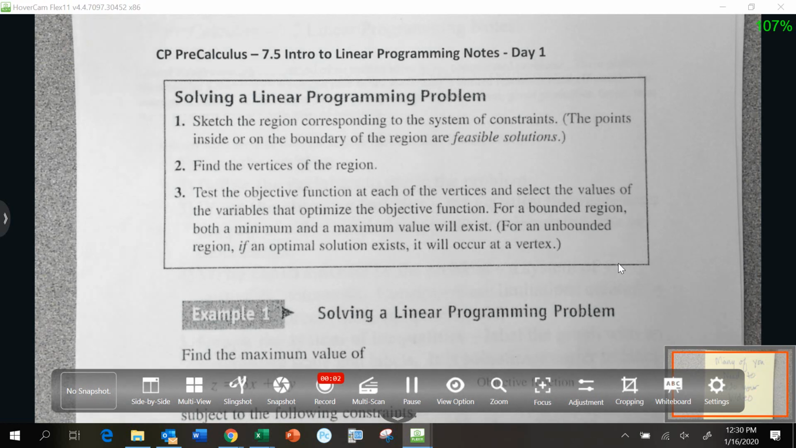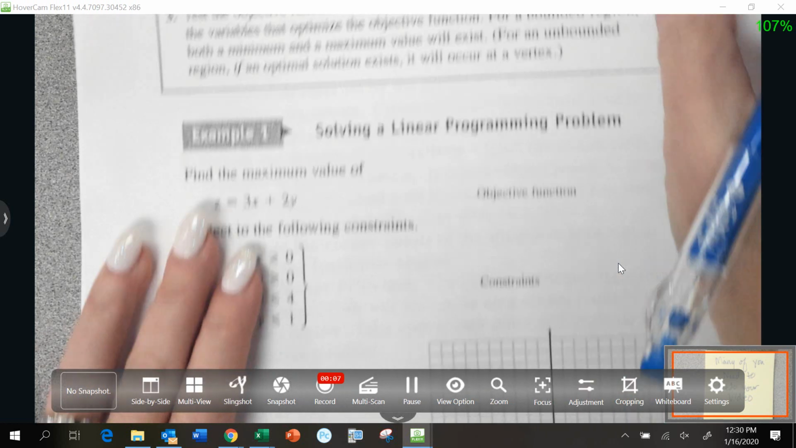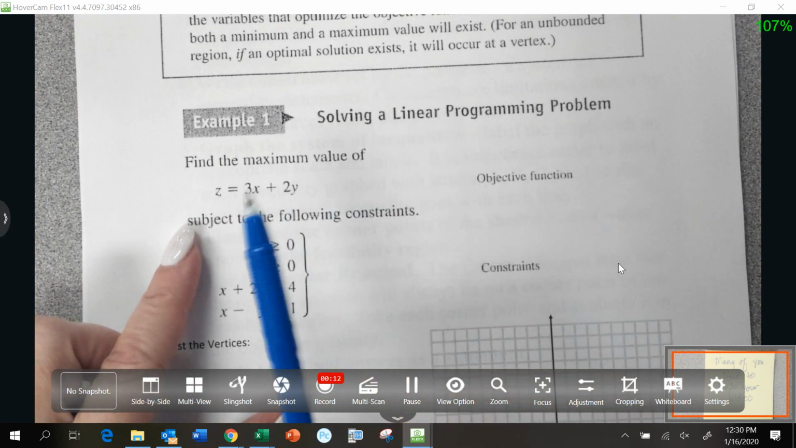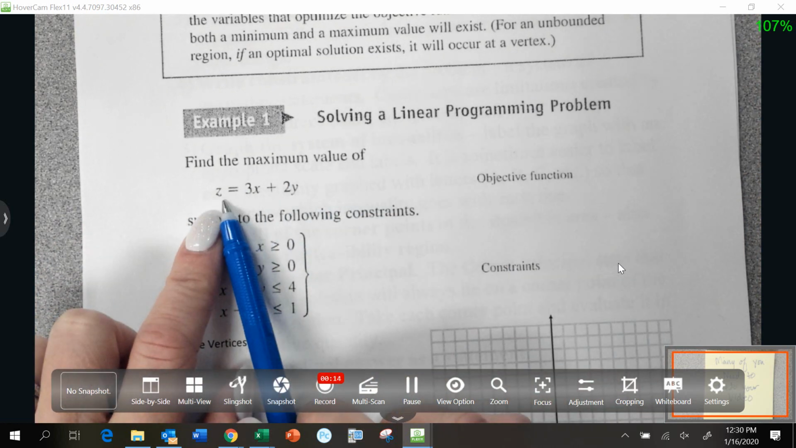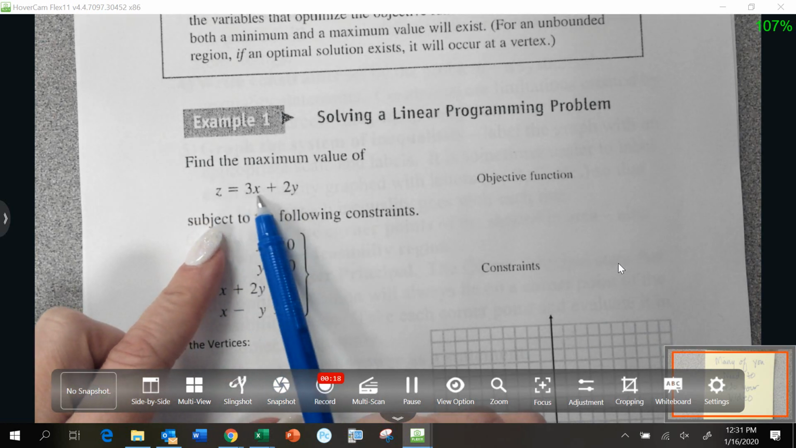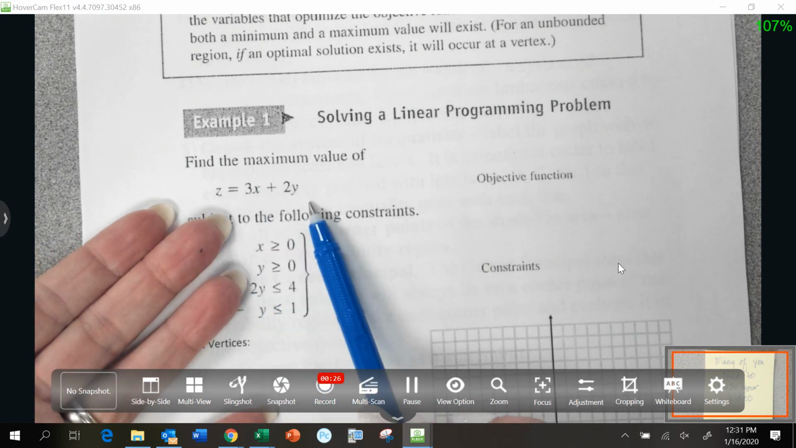Okay, so in example 1, our objective is to find the maximum value of z equals 3x plus 2y. You have absolutely no idea what that means right now because there's not a word problem that goes with it, but when we put the words in, it'll make a lot of sense. Right now, we're just going to have to find the maximum value of this equation.